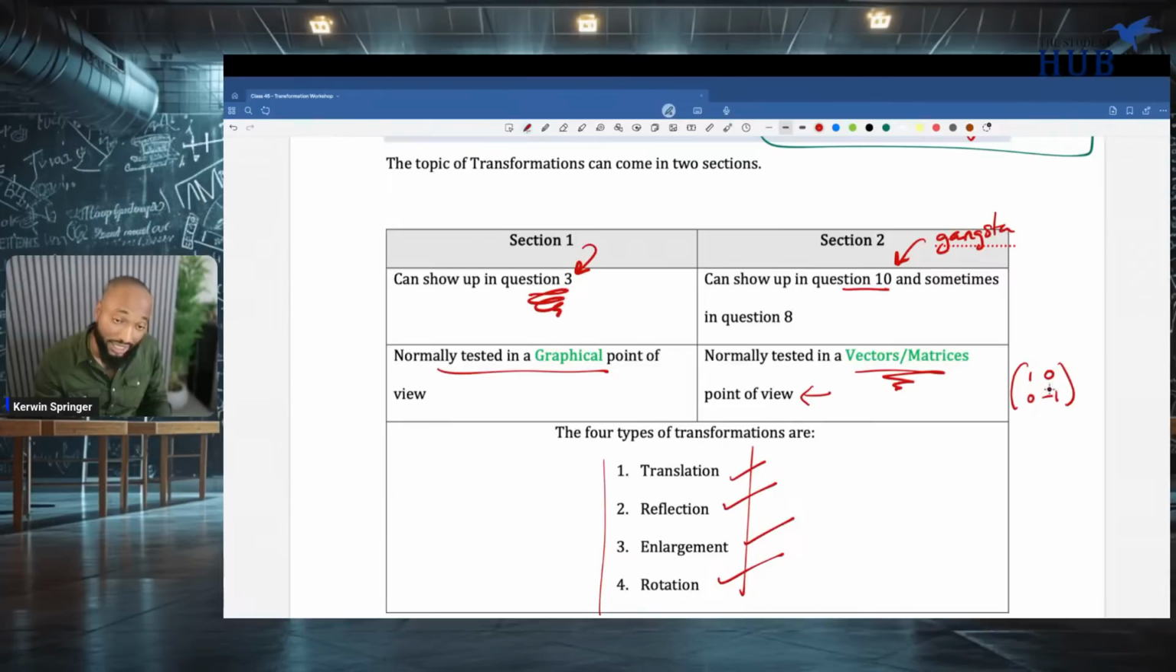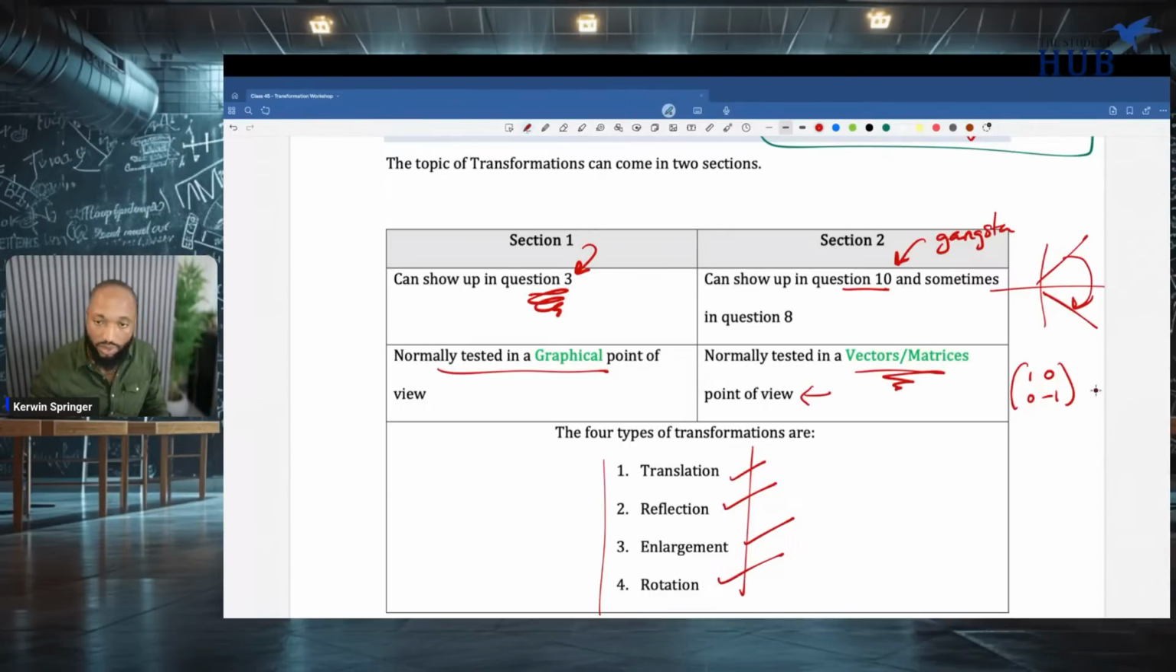For example, this is going to represent a reflection in the x-axis. So if you had something there, it will reflect like this. So you can use a matrix to do the transformation.